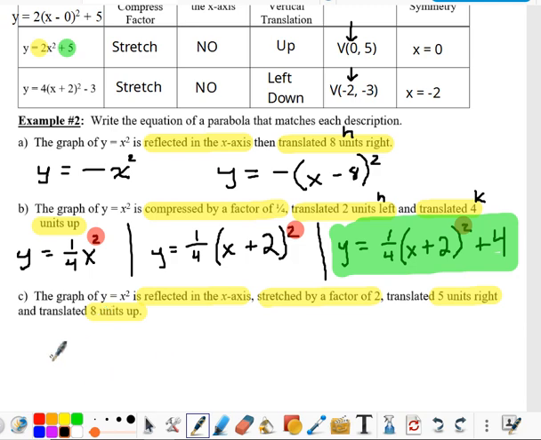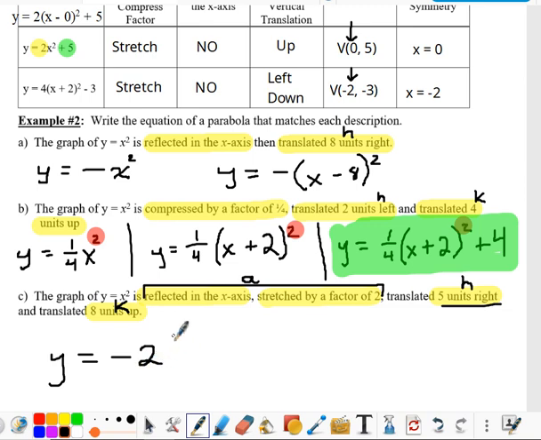So we'll start. Now, reflected in the x-axis and stretched by a factor of 2 is relating to our a value. 5 units right is relating to our h value, and 8 units up is referring to our k value. So it'll look something like this. y equals negative, right, because it's reflected, 2 stretched by a factor of 2, and in the brackets we got 5 units to the right, so x minus 5, right, close the bracket, squared, please don't forget the squared, and then up 8, so plus 8.